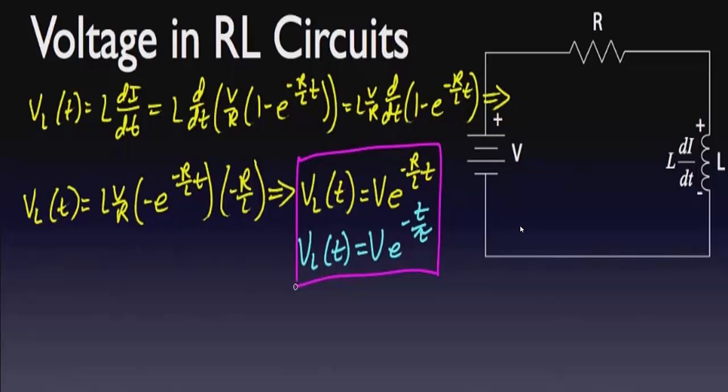For our purposes, tau is equal to L over R. So you can replace negative R over L with negative 1 over tau, and in the second form you can say that the voltage in an RL circuit is also equal to V times e to the negative t over tau. These two are the fundamental equations to find the voltage, where V is the voltage of the battery in the beginning, R is the resistance, and L is the inductor. Same concept.